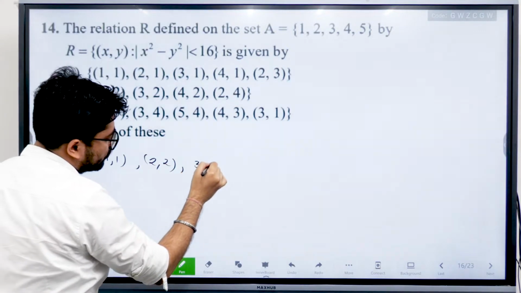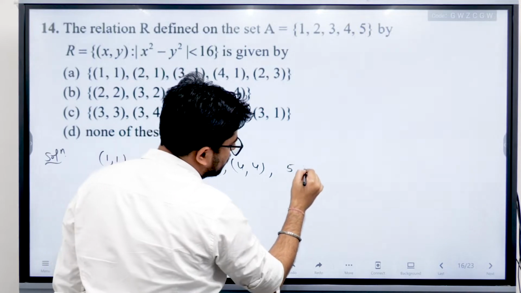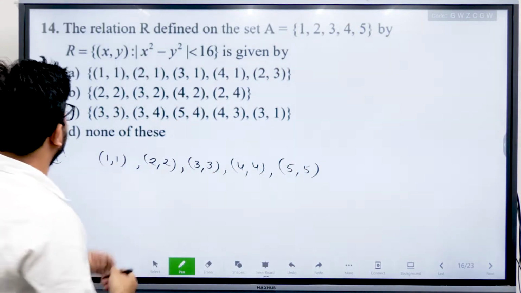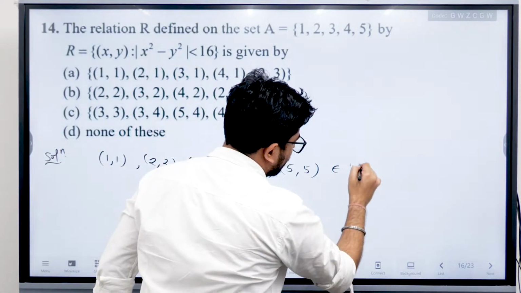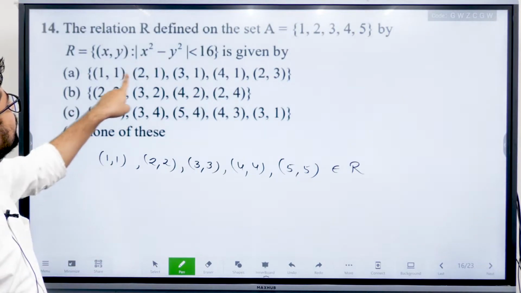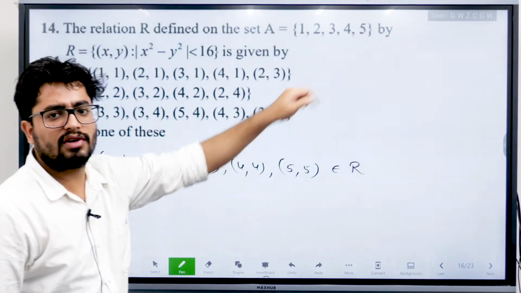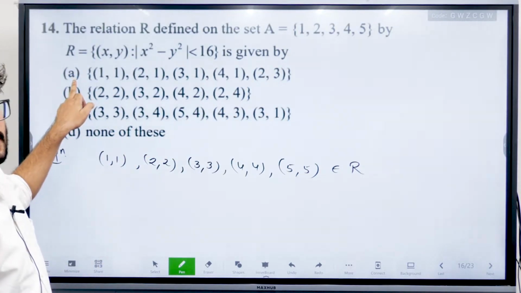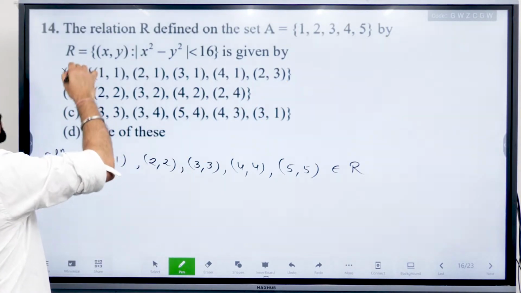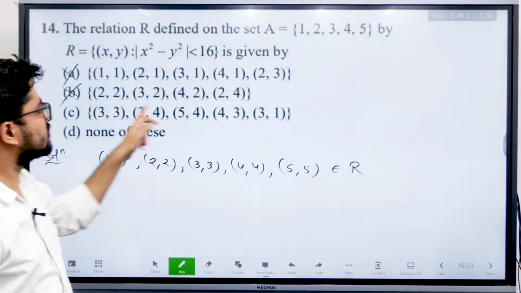You can take (2,2) also, (3,3), (4,4), and (5,5) also, for every element. These ordered pairs are all part of your relation. But if you observe, you have to find the relation R defined on the set by this condition. In option A you do not have (2,2), so this is not the complete R. Similarly here you do not have (1,1), so this is not the complete R.